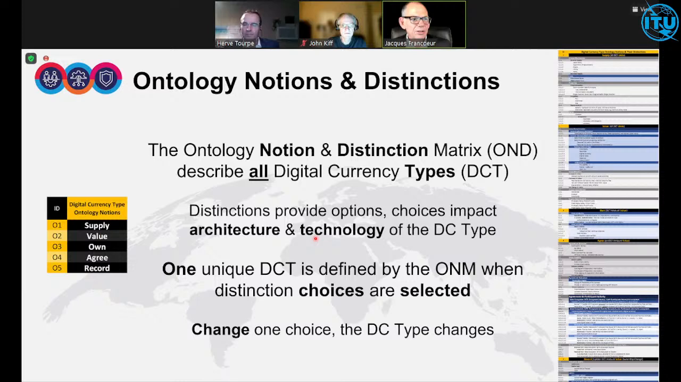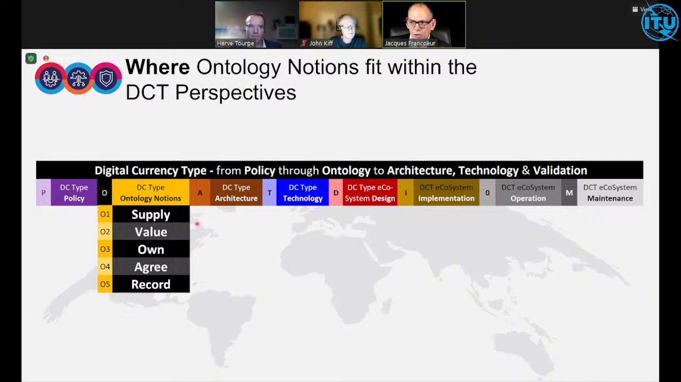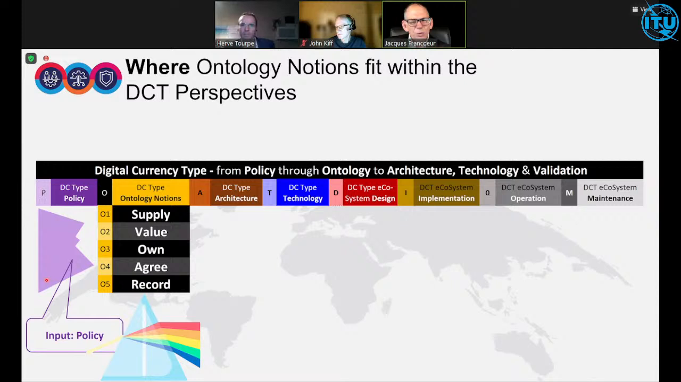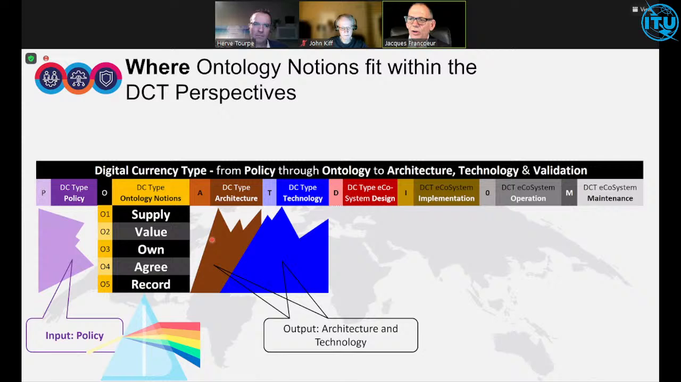So this means that as we create the ontologies and define the decompositional structure, there's a scientific method involved there. So you'll kind of see that. I'm proceeding forward as quickly as possible. So here is a spectrum of digital currency types. Can you look at them from a policy point of view? Can you look at them from an architecture, technology, design, implementation, operation, maintenance point of view? What we're doing is injecting the ontology notion matrix right here, essentially as a prism, to take policy input in their world, in their language, and put it through the prism so that we can see immediately what are the architecture and technological implications of those distinction choices that we have behind here in more detail.